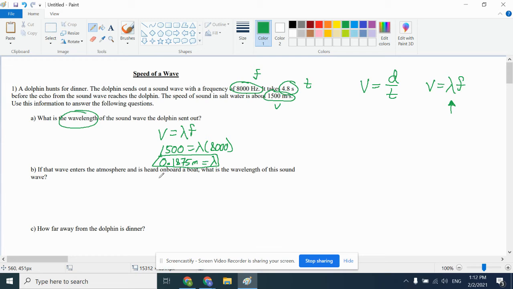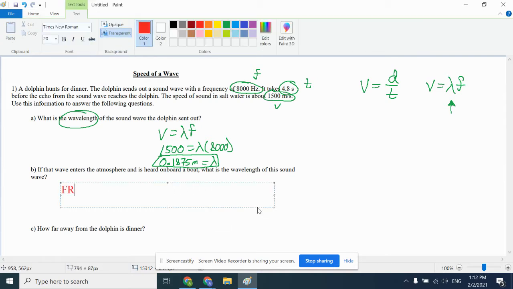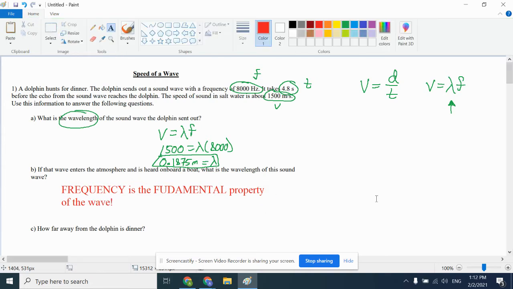Now it says, if the wave enters the atmosphere and is heard on board a boat, what's the wavelength of the sound? This is a huge idea in all waves. Frequency is the fundamental property of the wave. Okay? So, I spelled fundamental wrong. Fundamental.